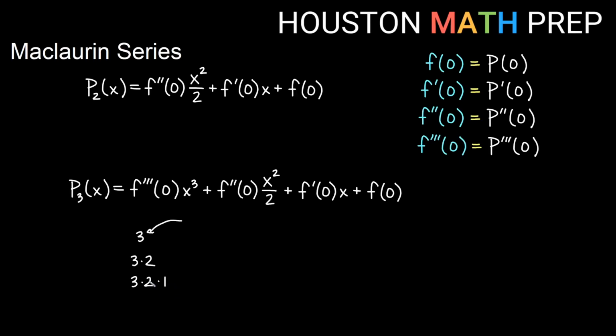And so we'll get 3 times 2 times 1 outside, and we'll be off by a factor of 6. And so then if we take our x cubed term and divide by 6, we should have all of these derivatives equal to one another.